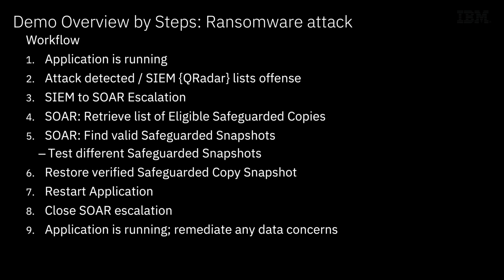SOAR will then start to grab a list of all those immutable, eligible, safeguarded copies and see which ones can then be validated and tested to make sure they're not encrypted or ransomware in any way, shape, or form. We will test those on our recovery server, and once that recovery server tests clean, we will restore those back to the actual production server. In this case, we will pick the most likely snapshot and then restart the application. After the application is restarted, we will then close the escalation and verify that the application server is running, and then leave that open for any other remaining data concerns.